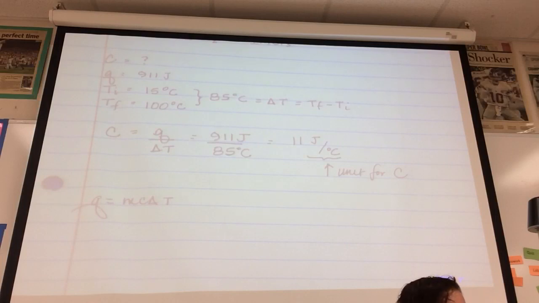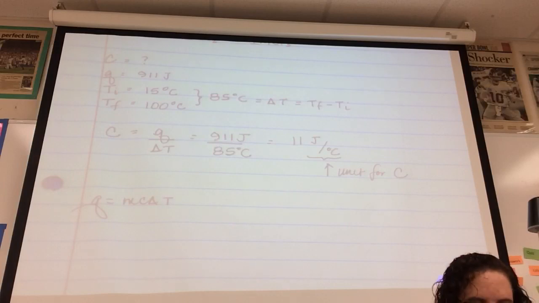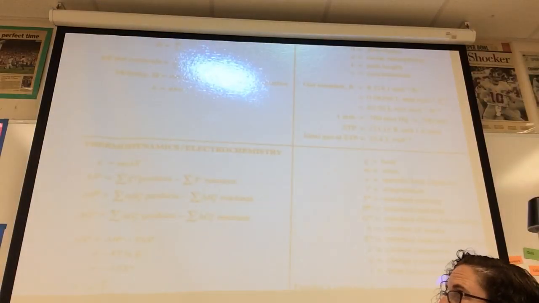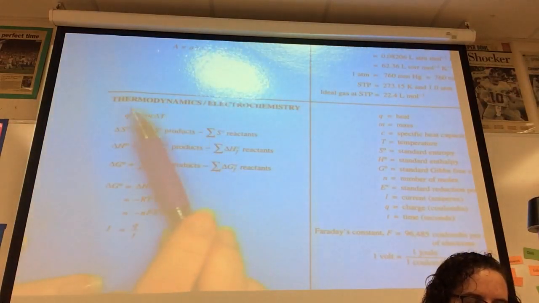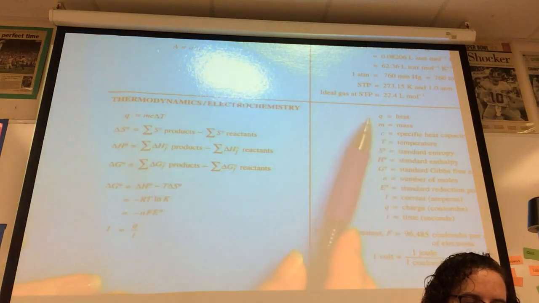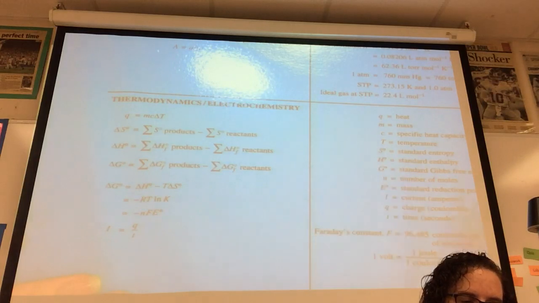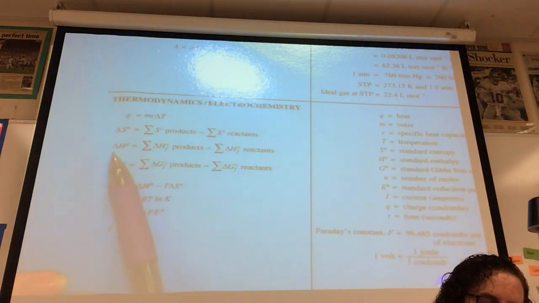And the unit for specific heat will be joules per gram degree Celsius. We'll write that out in just a sec. I just want to make you aware of the formulas that are provided to you on the AP exam. So in your thermodynamics section, you're given Q is equal to mC delta T, and they do provide you with those abbreviations for the variables. We saw this formula the other day, so that is provided to you.